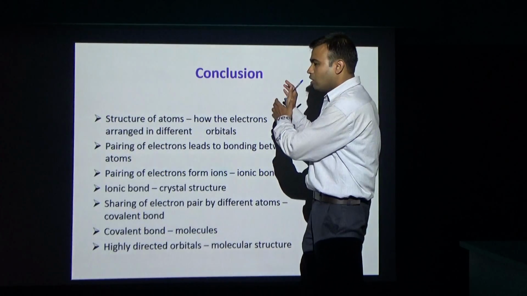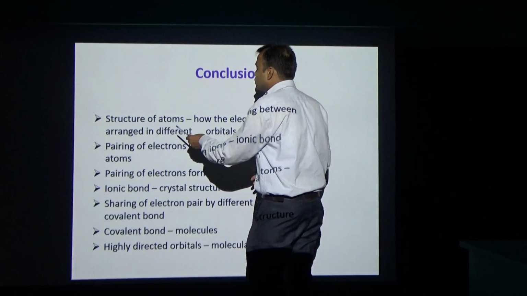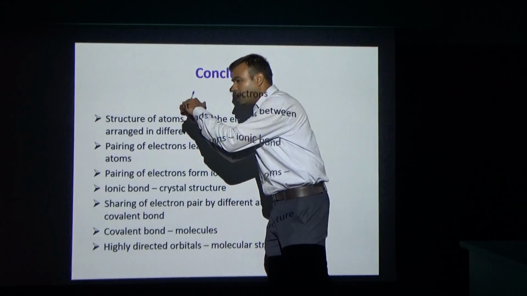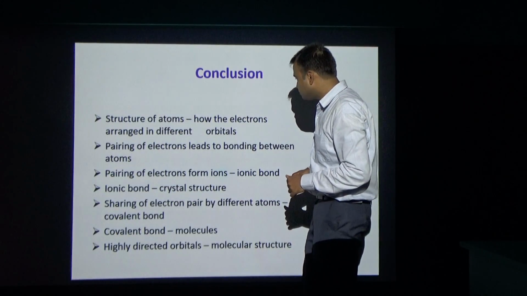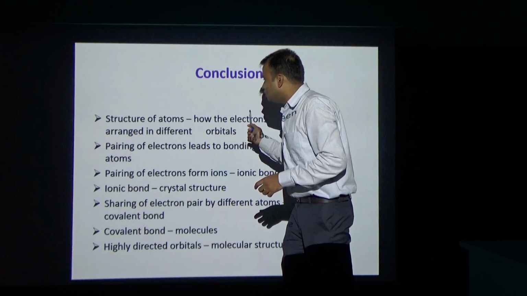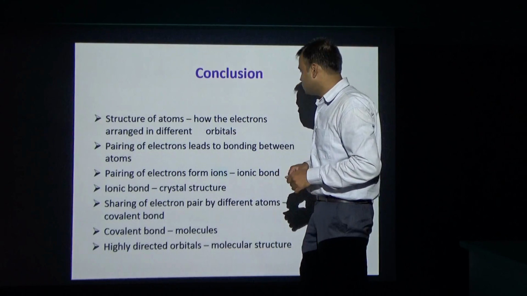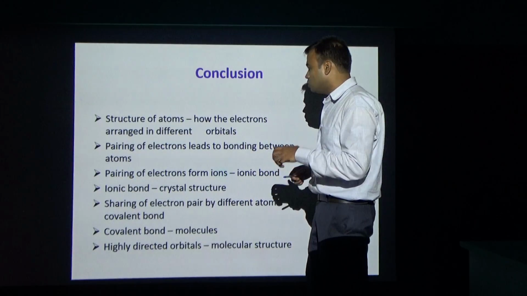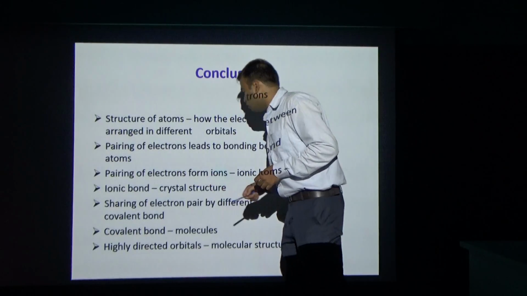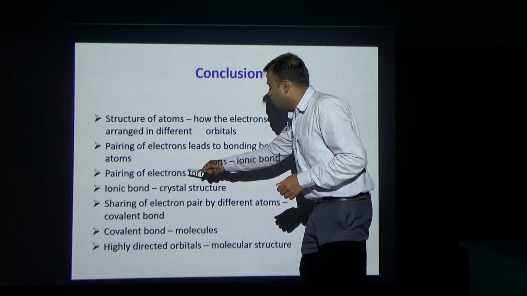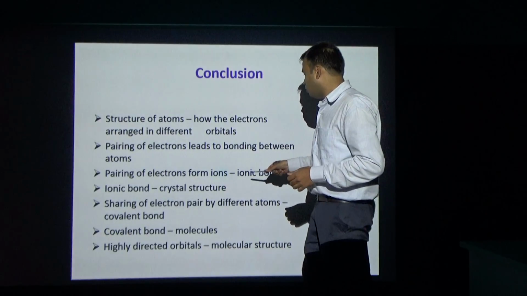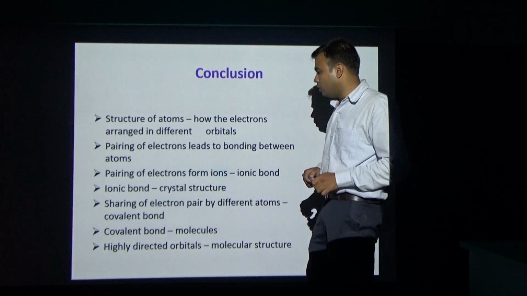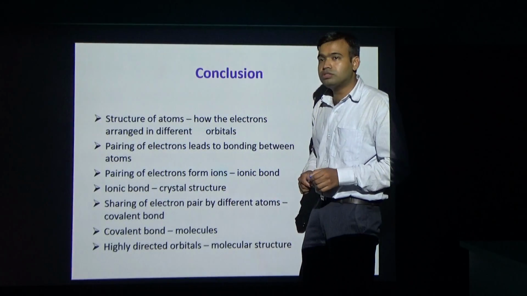We have now come to the conclusion, which is the structure of atoms, how the electrons are arranged around the nucleus. This structure of atoms is responsible for the bonding between the atoms, because the electrons should be paired off. The pairing of electrons forms ions. When the pairing of electrons forms ions, this becomes an ionic bond, and the ionic bond is related to the crystal structure.